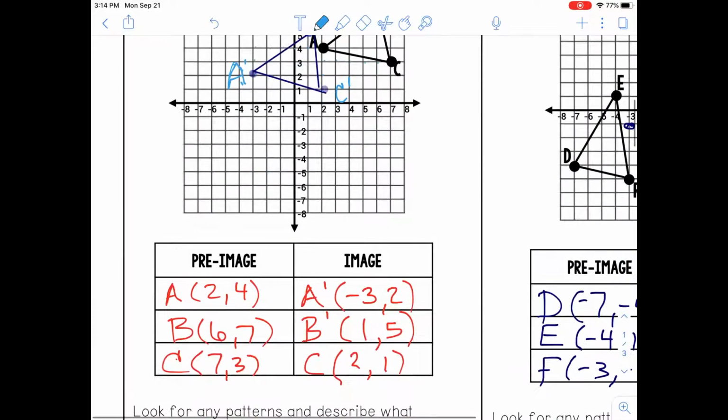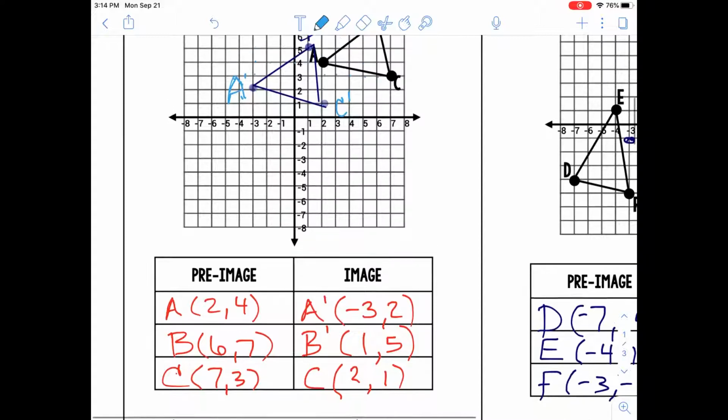Okay, so we started out, we had in our pre-image, the point A was at (2, 4), B was at (6, 7), C was at (7, 3). The second way that I showed you was that if we want to go left 5 units from 2, we could take 2 minus 5. That would give us negative 3. And then we went down 2, so we'd take 4 minus 2, and that would give us the 2 here. And then do the same thing for each point.